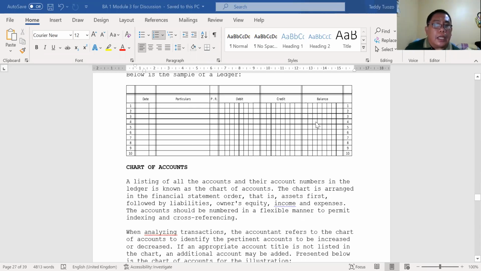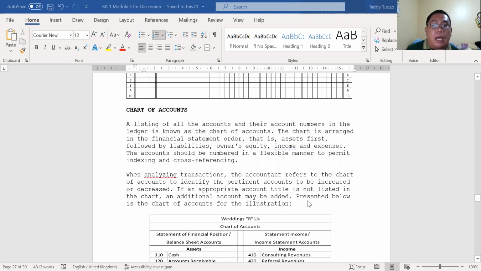Chart of accounts. It is a listing of all the accounts and their account numbers in the ledger. It's known as the chart of accounts. The chart of accounts is arranged in the financial statement order, the statement of financial position order. First the assets, followed by liabilities and the capital, and then the income and expense accounts are last. Okay? So when analyzing transactions, the accountant refers to the chart of accounts to identify the pertinent accounts to be increased or decreased. If an appropriate account title is not listed in the chart, an additional account may be added, no?